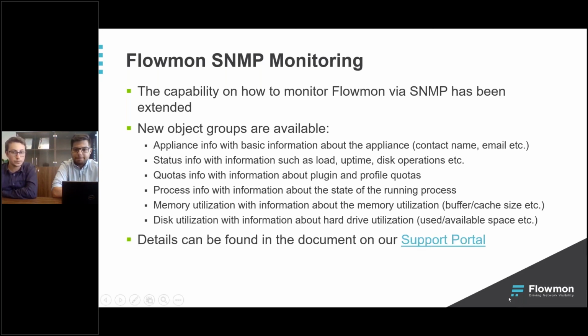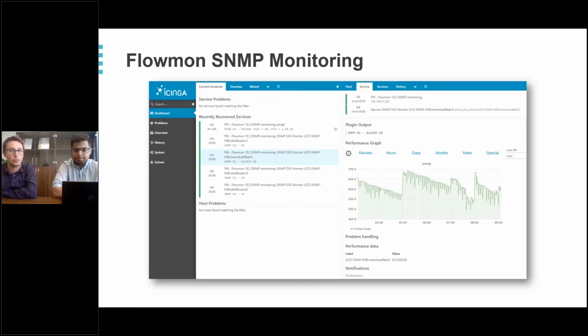So we've added all the details to the document in our support portal, and here you can see an example of usage. We took our internal Flowmon that we are using for monitoring of our own network. We've connected it to the open source monitoring tool Icinga, and you can see the graphs. This is, for example, for available memory. So this shows you the chart with the status of available memory over time.